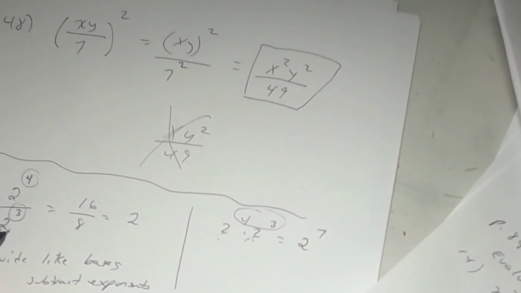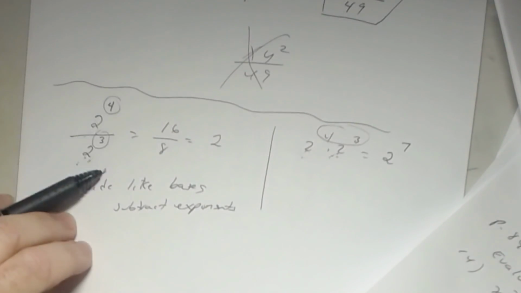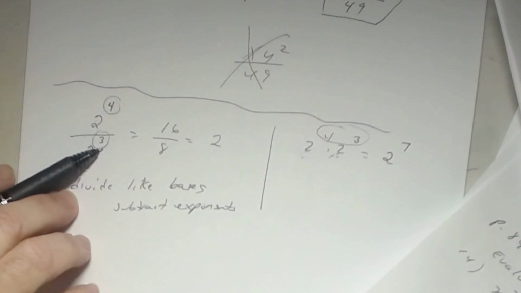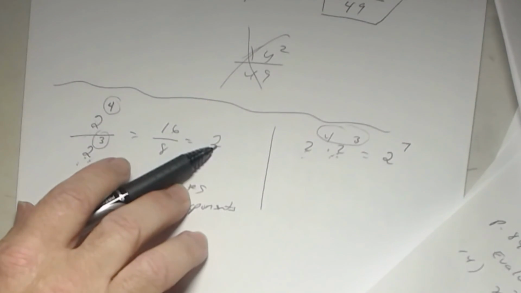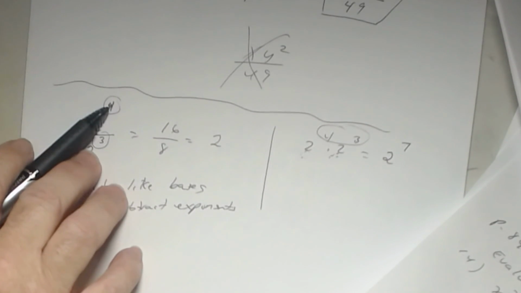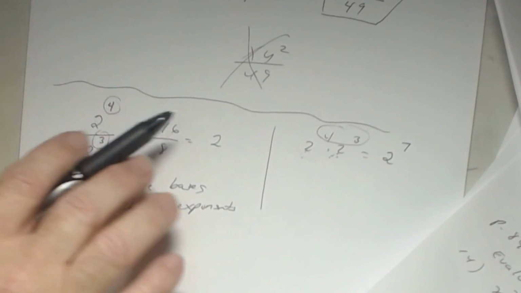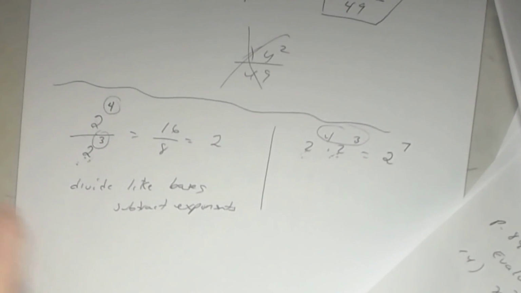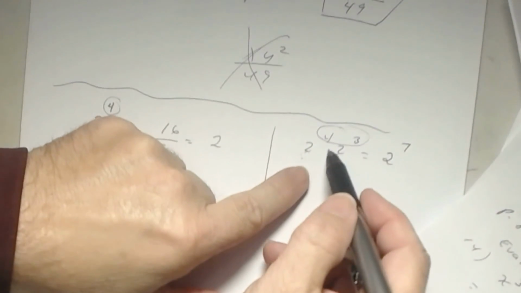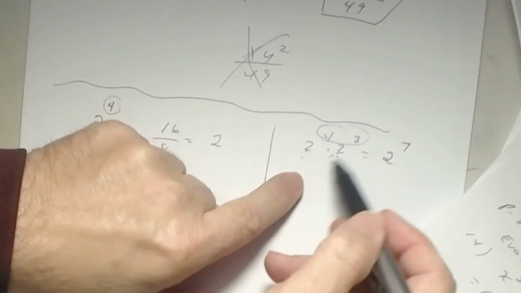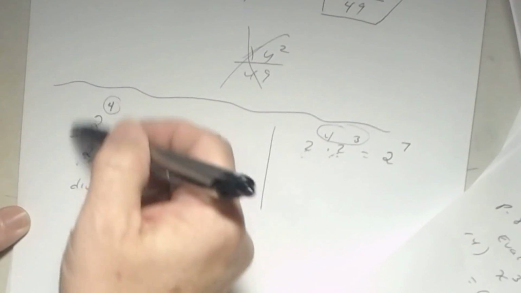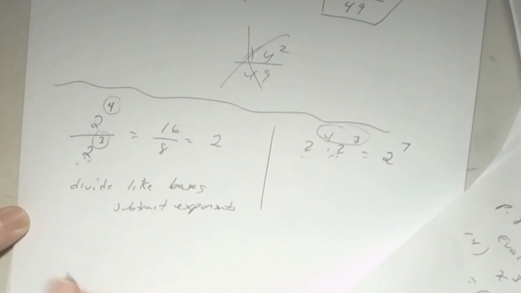So here, going back here, when I divide like bases, I keep the base, and what's the base? 2, and I do what to those exponents? Subtract them. And it's always the top exponent minus the bottom exponent. So what's 4 minus 3? 1. Okay? So remember, this is called the product rule. This will be called the quotient rule. So this is rule number 5, quotient rule.